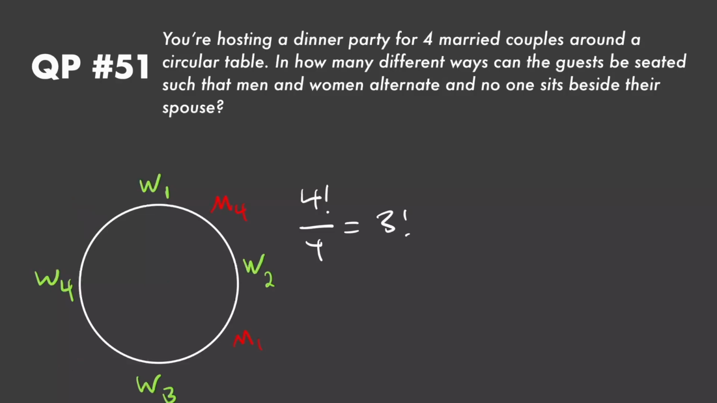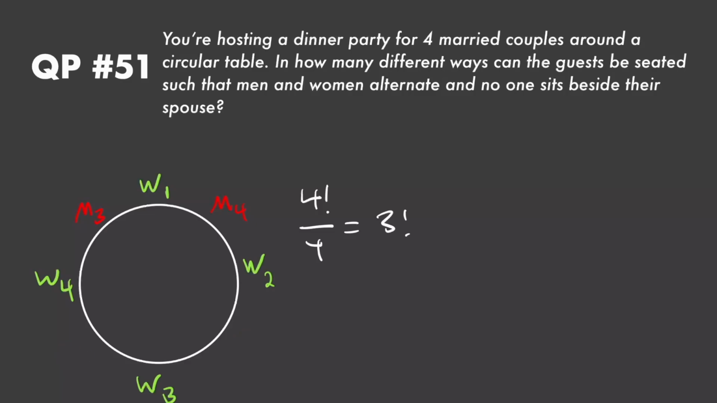Now, once we've placed man number 4, man number 3 has 2 options, but he can't go here because his wife's here, so man number 3 has to go here. And then man number 2 is the only one we're missing, and he has to go there. So notice that once you place down the first man, everything else is predetermined.